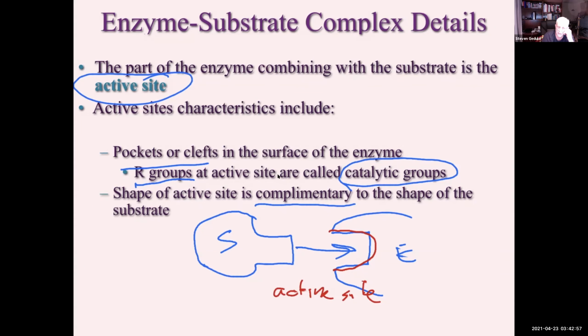Everything works by shapes to identify it. So your enzyme has an active site. The active site is going to have a shape similar so the substrate can bond into that area. And the R groups that surround this active site, that cause it to be shaped like that, are called catalytic groups.